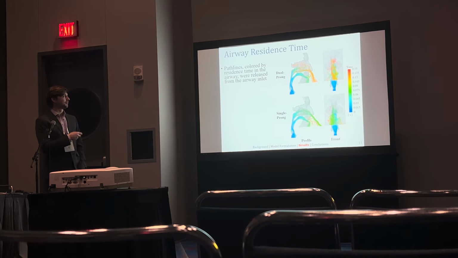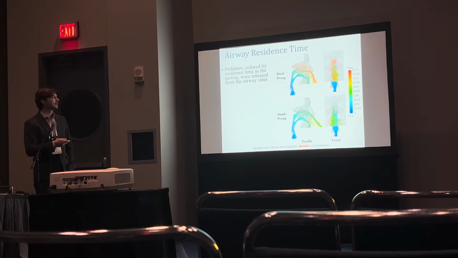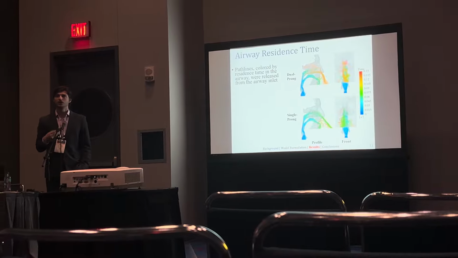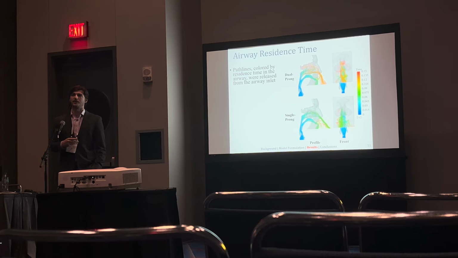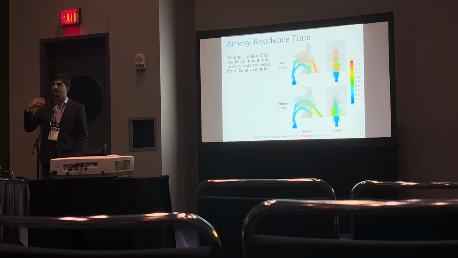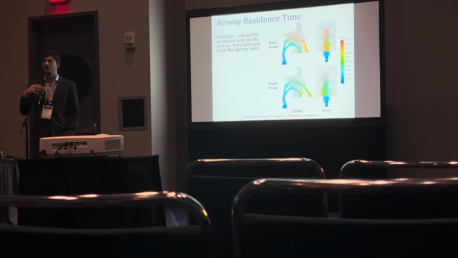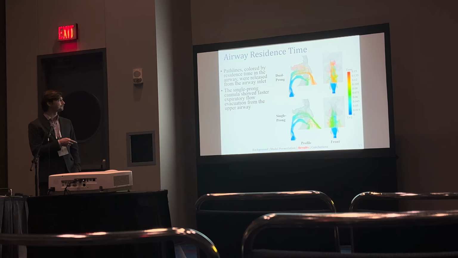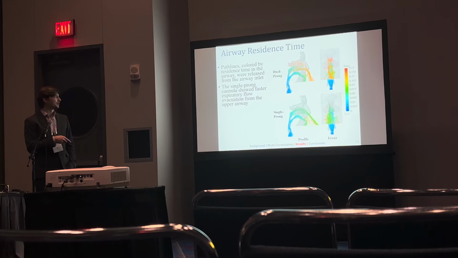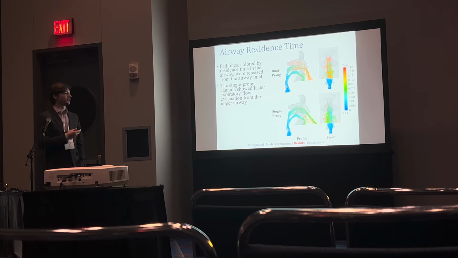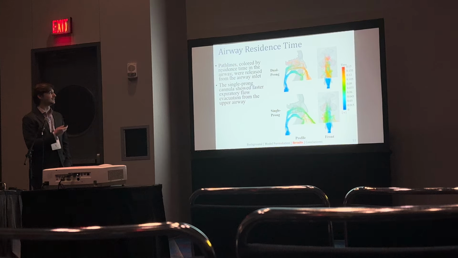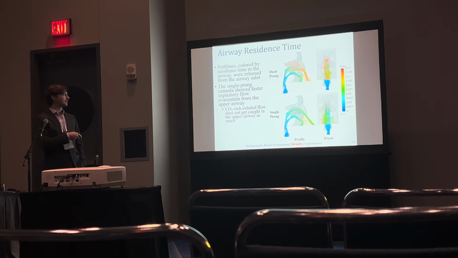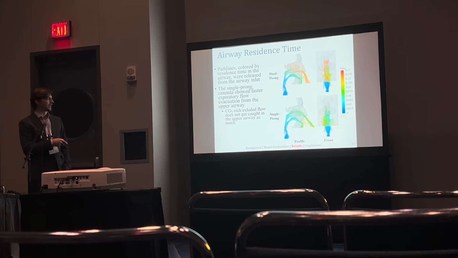Now here we have some path lines colored by airway residence time that were released from the airway inlet. So what this is tracking is expiratory flow, and what we're looking for is to minimize the airway residence time. So we want to get that expiratory flow out of the airway, because that's our CO2 rich flow that's going to cause higher CO2 reinhalation if we can't evacuate that. So the single prong cannula showed consistently faster evacuation from the upper airway, where the CO2 rich exhaled flow doesn't get caught in the upper airway quite as much.